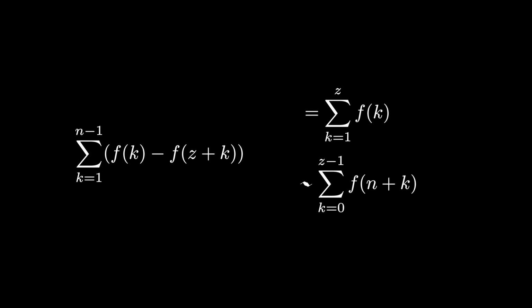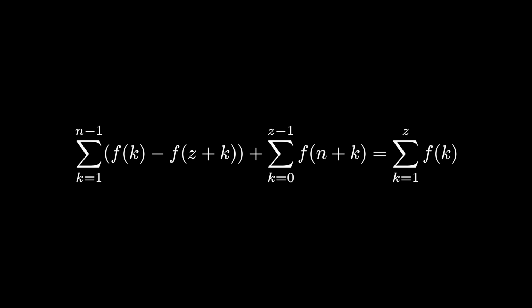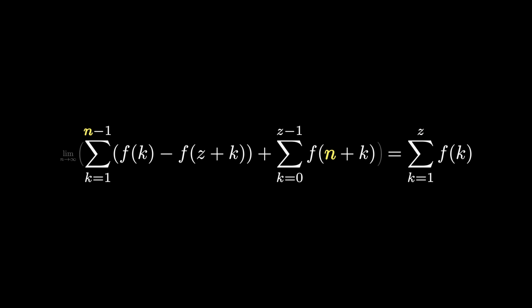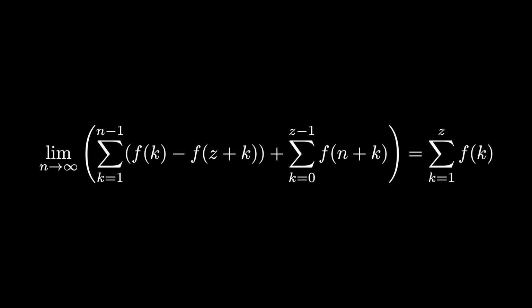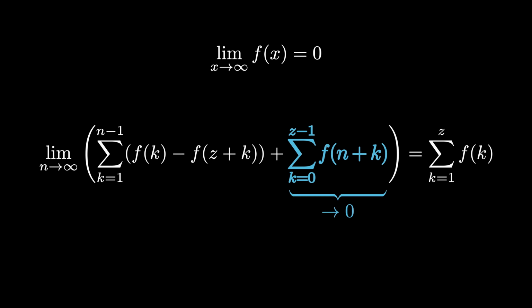Now, by rearranging things, we end up with an unnecessarily complicated expression for the sum of f from 1 to z. This works for any choice of n, so we can take the limit as n goes to infinity. Now, if the function f approaches 0 as its argument increases, this sum here will approach 0, so it disappears in the limit.